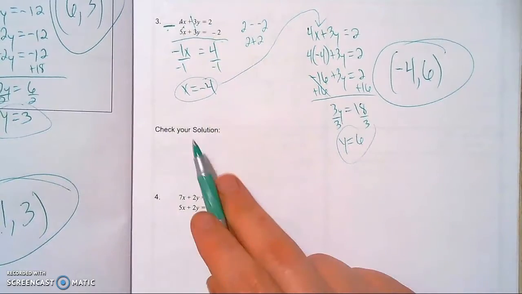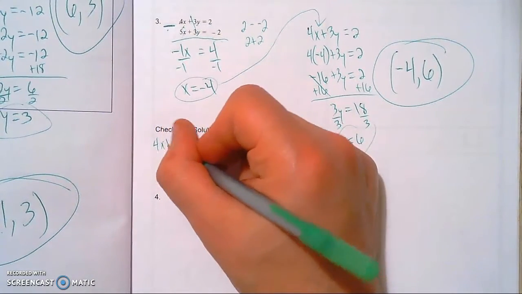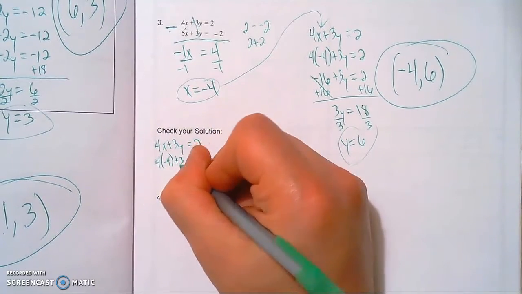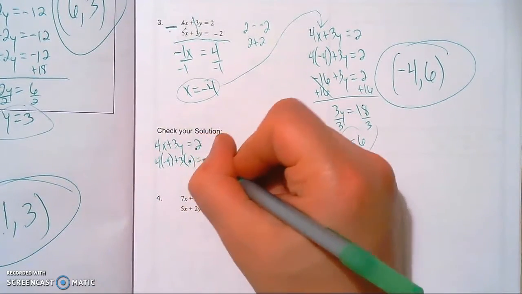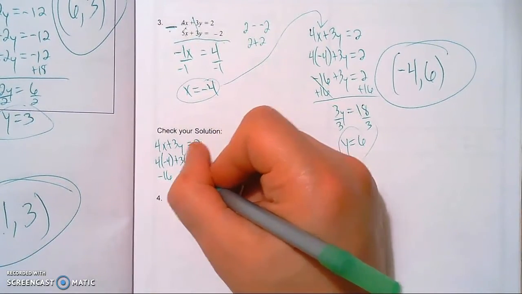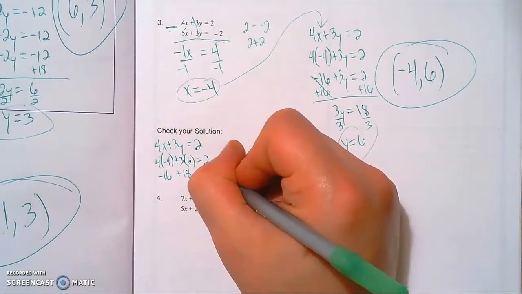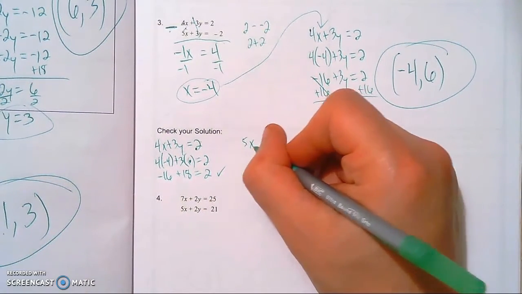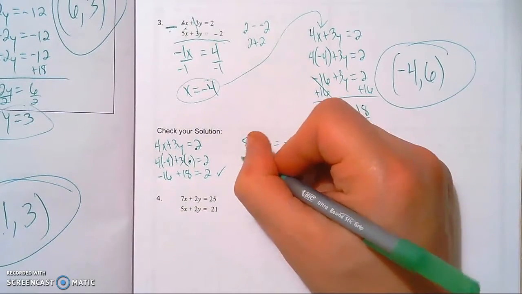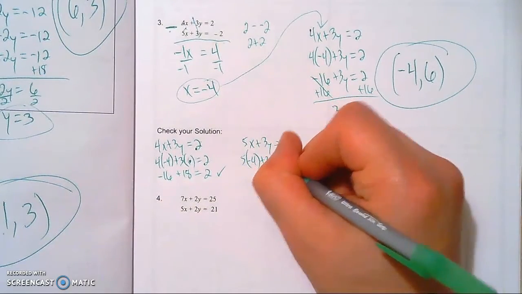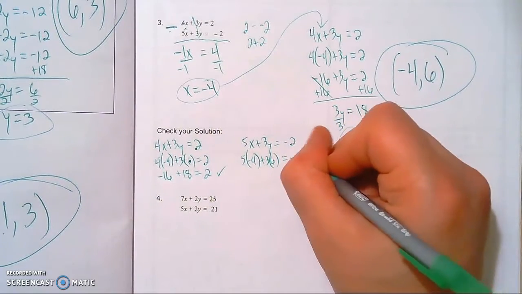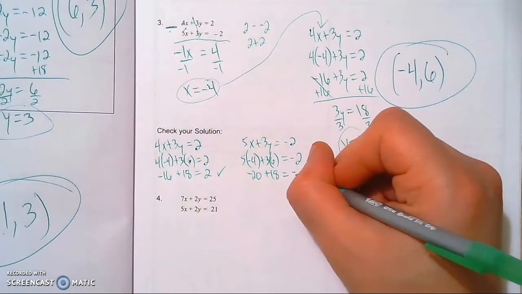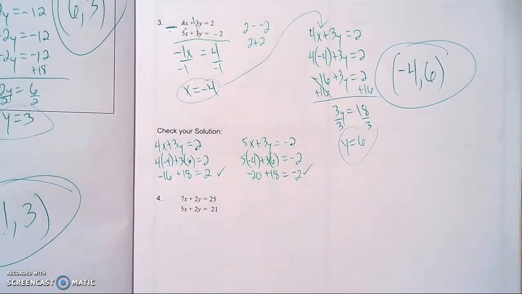negative 4 comma 6. And again, we're going to check that by taking each original equation and replacing x with negative 4 and y with 6. So 4 times negative 4 is negative 16, plus 3 times 6 is 18, and negative 16 plus 18 equals 2 is true. And one more time, this time the bottom equation, 5x plus 3y equals negative 2. That's 5 times x is negative 4, plus 3 times y is 6. 5 times negative 4 is negative 20. 3 times 6 is 18. And negative 20 plus 18 does equal negative 2, so that one works out.